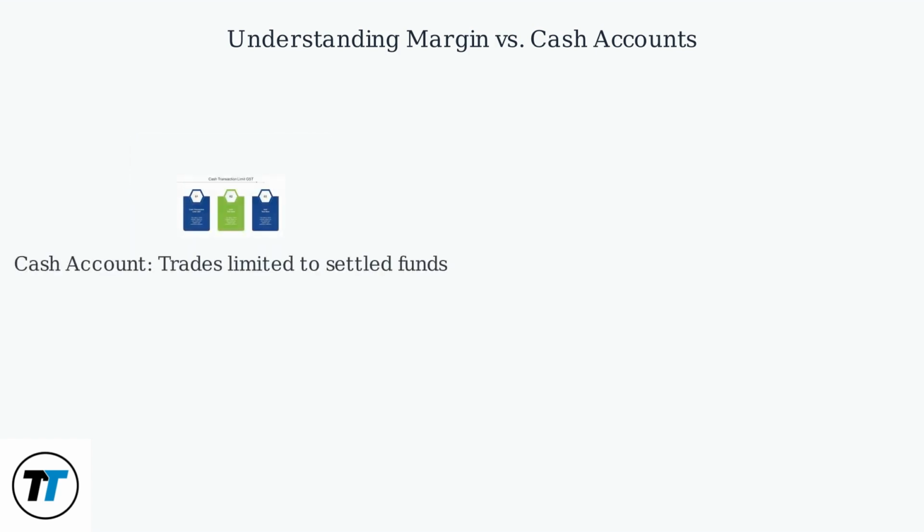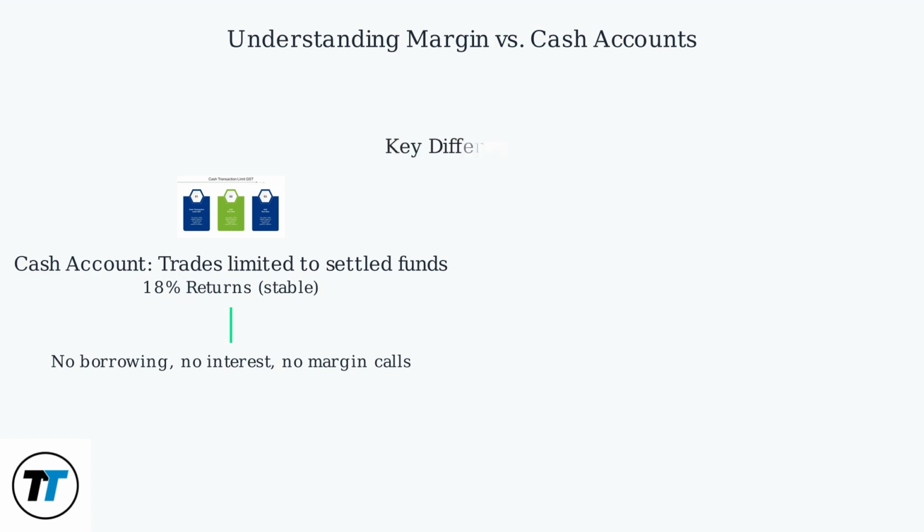In contrast, a cash account limits trading to your available settled funds with no borrowing allowed. You avoid debt, interest charges, and margin calls, making it generally safer, especially for beginners. Pattern day trading rules apply, restricting frequent trades on smaller accounts. Margin accounts offer potential for 25% annual returns, but with high volatility and risk, while cash accounts provide more stable 18% returns without the debt burden. Cash accounts are recommended for most investors to avoid the amplified risks of borrowing.